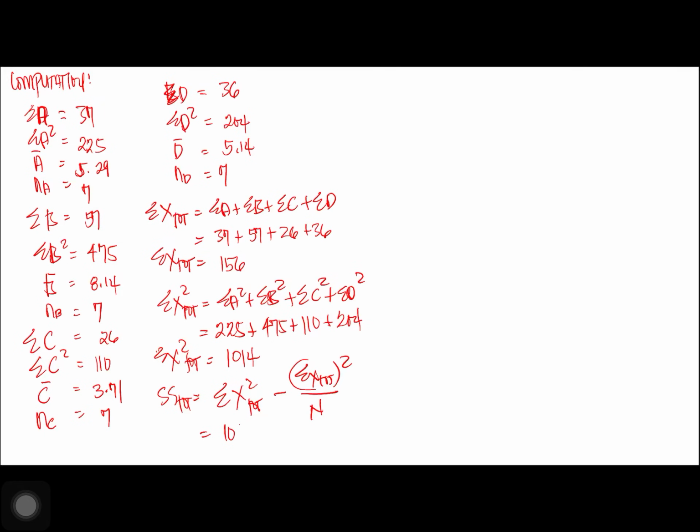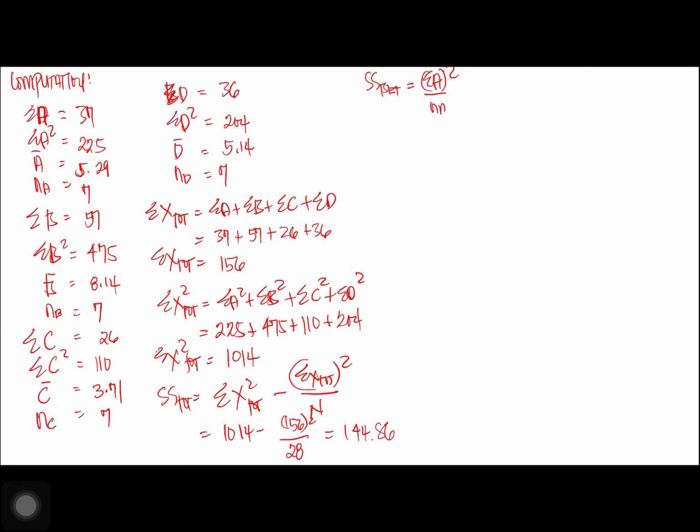So we have here the summation of X squared total is 1014 minus 156 squared over 28. Okay? So this gives us 144.86. Okay? The next is, let us compute for SS between.